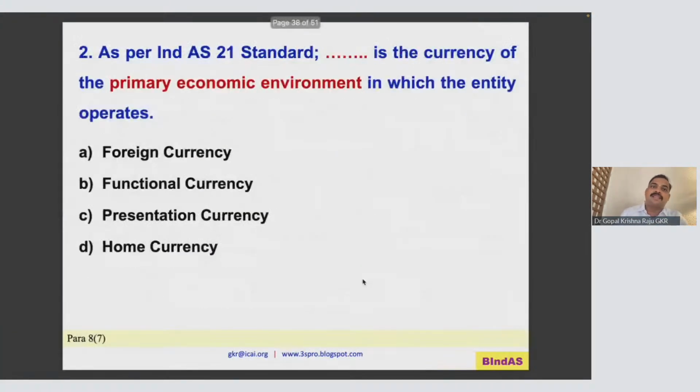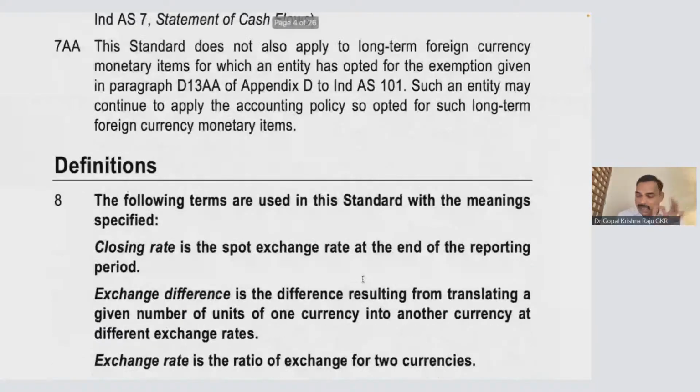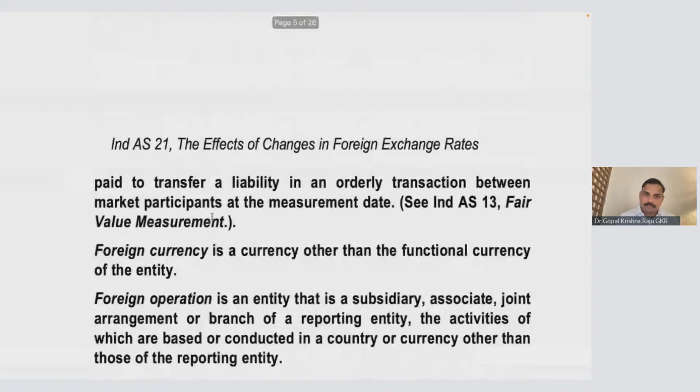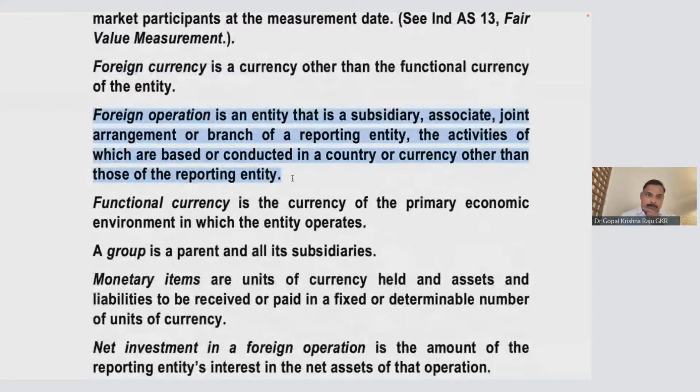Let me first start with the definitions. This is para number 8, which has many sub-definitions. What is closing rate? What is exchange difference? What is exchange rate? Fair value, foreign currency. What is foreign operation, and net investment in foreign operation, NIFO? First, what is a foreign operation? It is a subsidiary, an associate, a joint arrangement, or a branch, the activities of which are based or conducted in a country or currency other than that of the reporting entity.